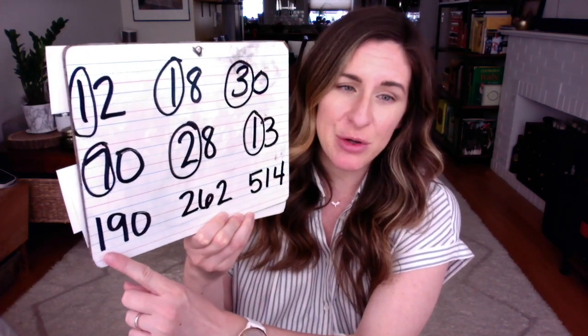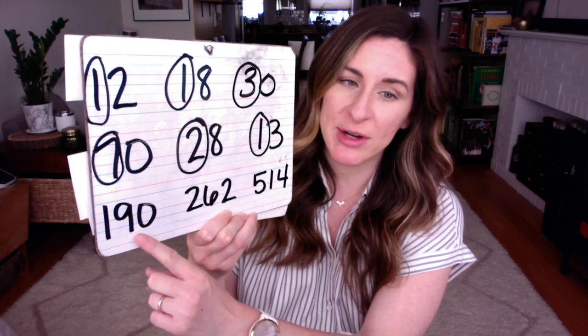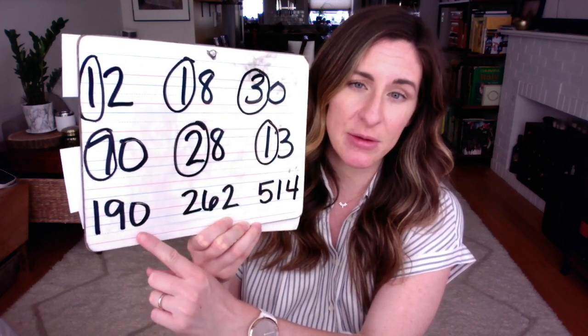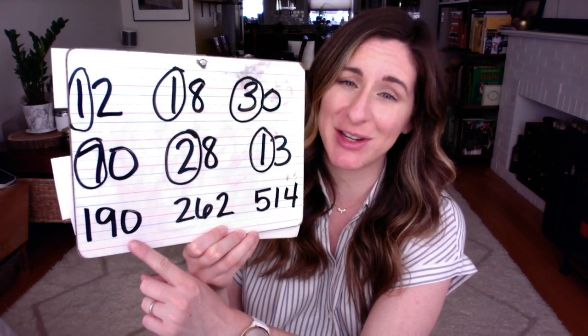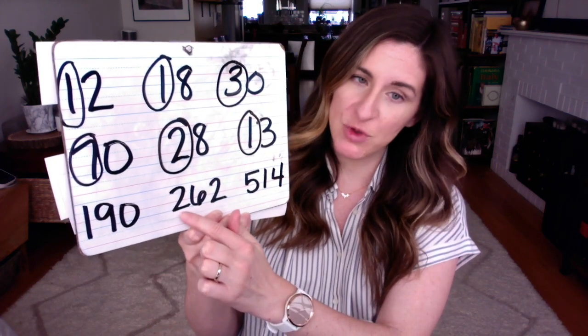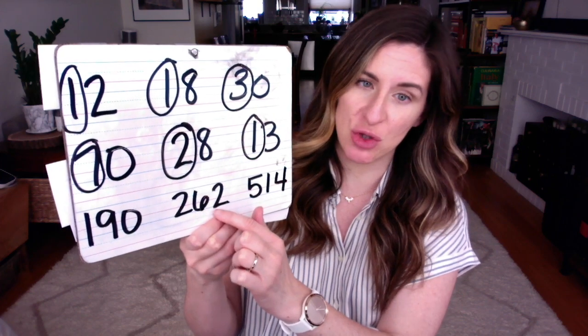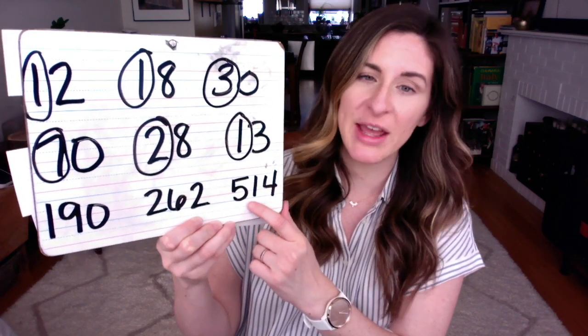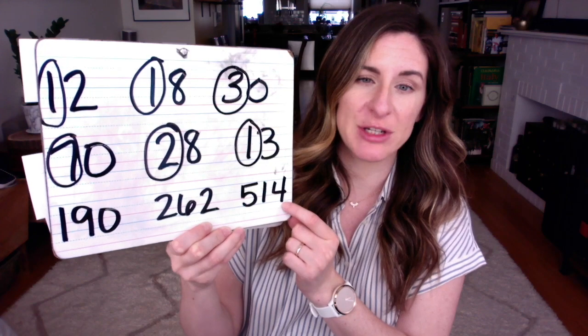But the next number you're going to write is 190. So now I see this number has 3 digits. We're going to have to find the tens place in there. 262 and 514.